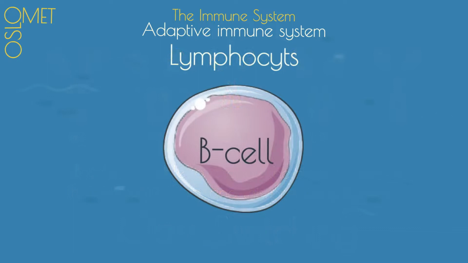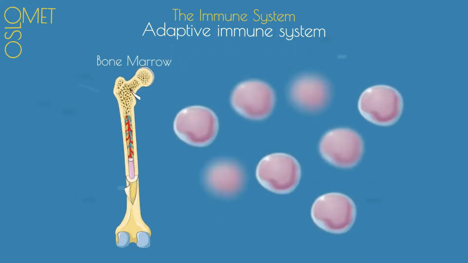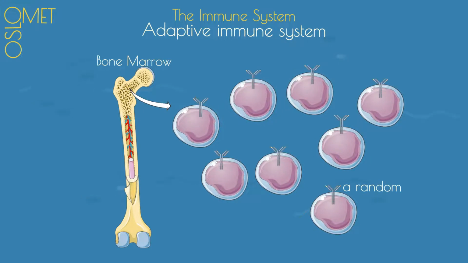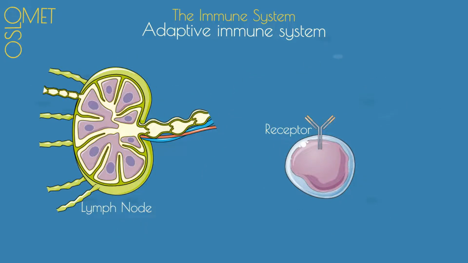Okay, let's see how the B cells produce antibodies. B cells develop in the bone marrow, and each premature B cell expresses a random receptor with unique specificity. Then they circulate through lymphatics to find an antigen matched to their unique receptors.